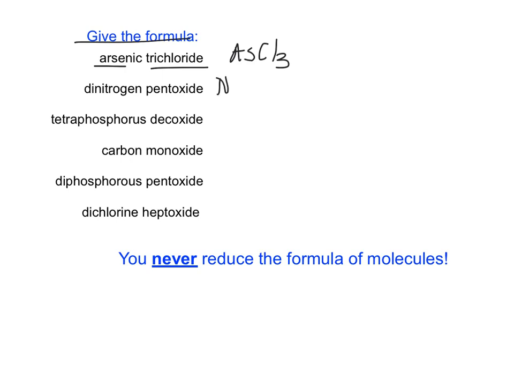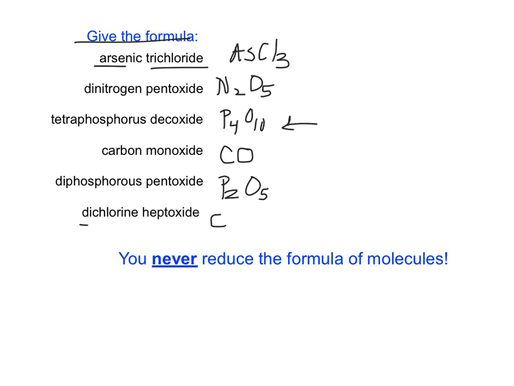Dinitrogen indicates 2 nitrogens. Pentaoxide indicates 5 oxygens. Tetraphosphorus decaoxide. So tetra is 4, phosphorus is P, decaoxide, oxygen with a 10. Notice we're not simplifying anything. You write exactly what it is. Carbon monoxide is just C capital O. Make sure you don't make it look like cobalt. Diphosphorus pentoxide. You'll notice oxygen gets a lot of play for these covalent compounds.